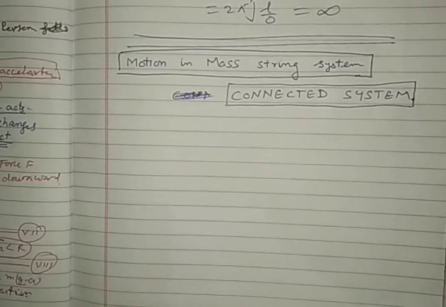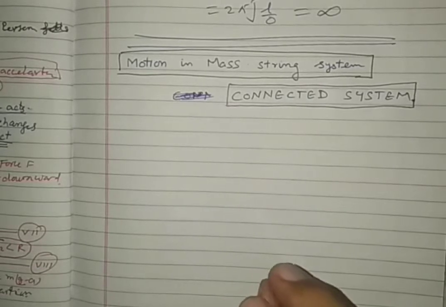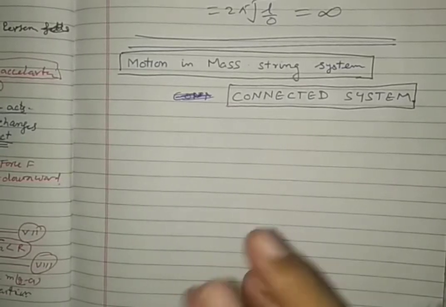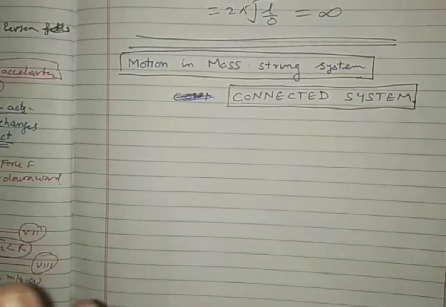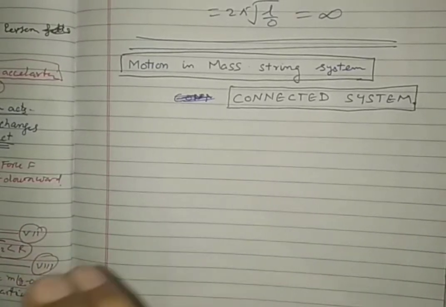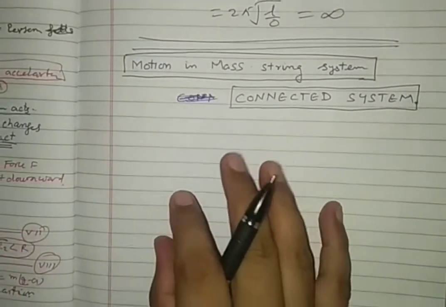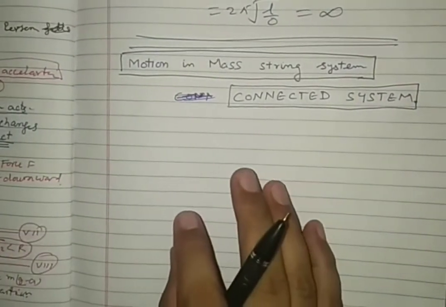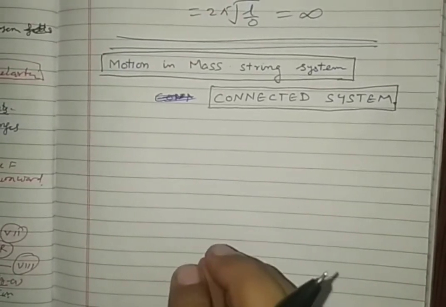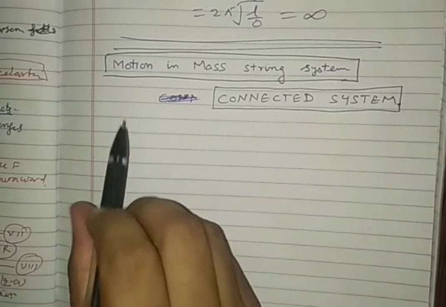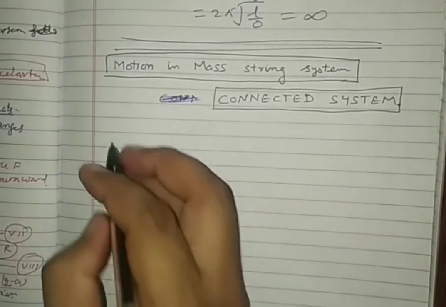This concept is very useful in solving complex numericals here in mechanics. So be careful and see what the fundamentals are, what rules and concepts are involved in it, to obtain the final concept of motion in mass spring system.